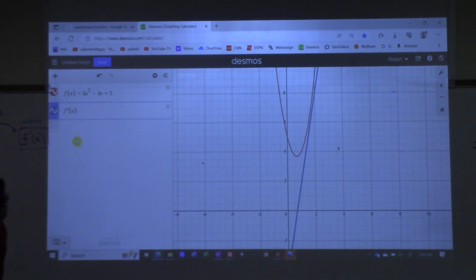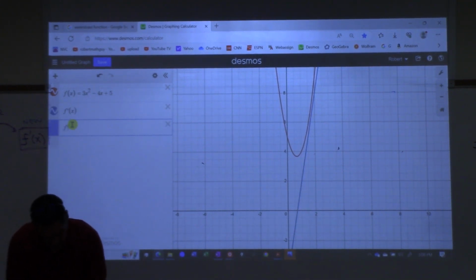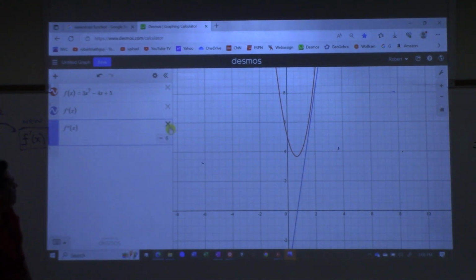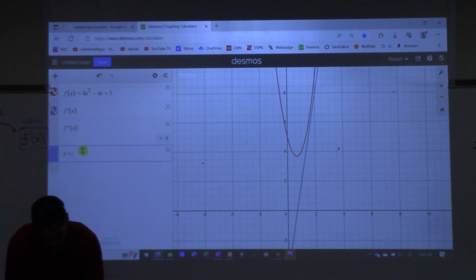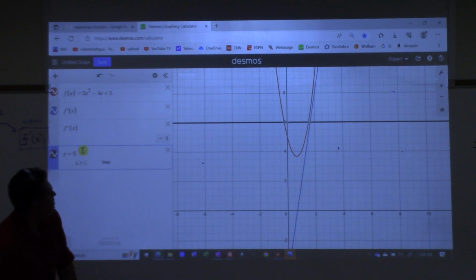And then, let's see how it does with double prime. It just says it, right? Well, there's limitations, okay? It should have graphed that. So what I'm going to do is I'm going to graph it. Was it 6? Yeah, it was 6.